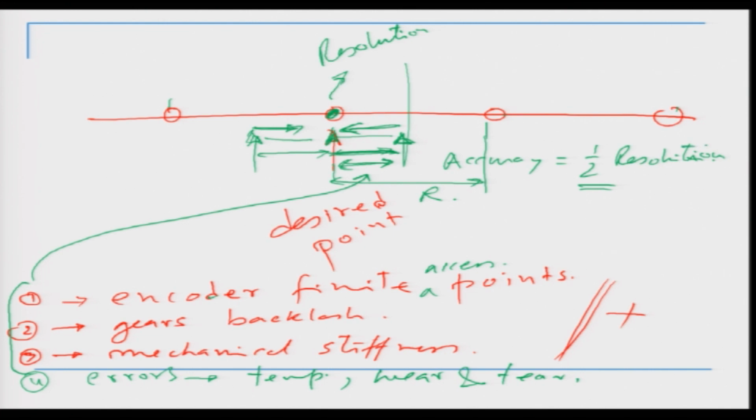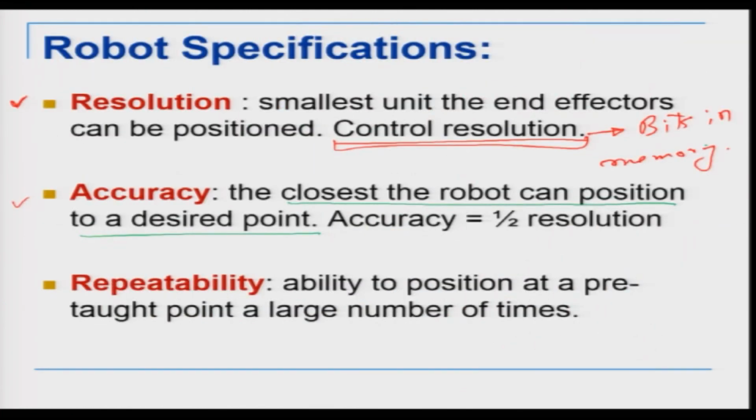Okay, so this brings us to the second term, which is accuracy. So accuracy is given by half of the resolution or the control resolution. Now there is one more term. So we have seen two terms. One is the resolution of the system, the second is the accuracy of the system, third is the repeatability of a system. Now a robotic system will actually do work in space. Essentially it will be accessing different points. Say for example, I want to pick up this object from here and I want to keep it here.